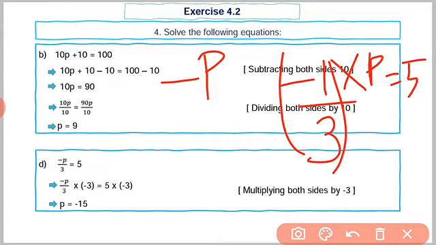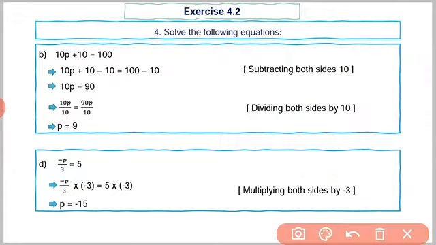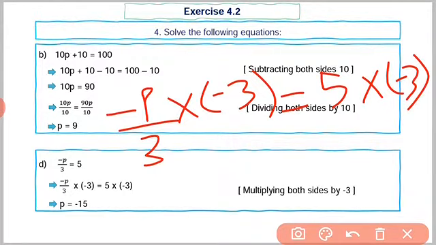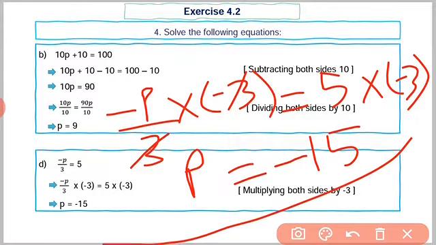So what we can do is we have to remove this minus sign and this 3. So we can directly multiply minus 3 on both sides. As we know, minus multiply minus makes positive. So minus p by 3 multiply minus 3 is equal to 5 multiply minus 3. So minus minus is plus, and this 3 cancels out. We are left with p is equal to minus 15. So p is equal to minus 15 is the solution.